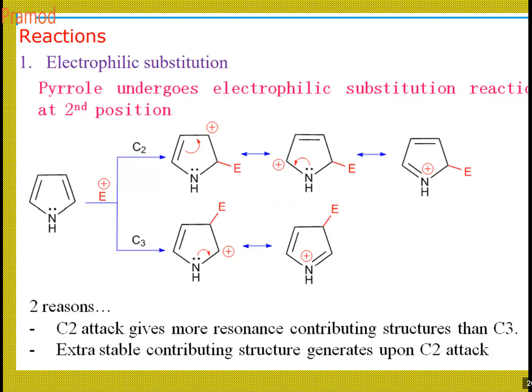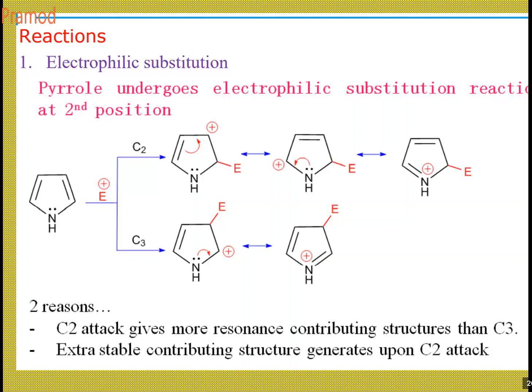Thus, when the electrophile attacks at the C2 position, there are extra resonating structures as compared to C3. Whenever there are more resonating structures, the compound is more stable. That's why pyrrole undergoes electrophilic substitution reaction at the second position. The preferred position is the second carbon.